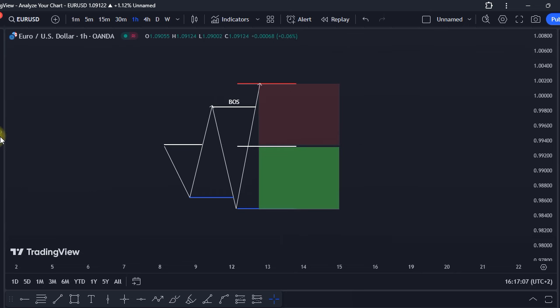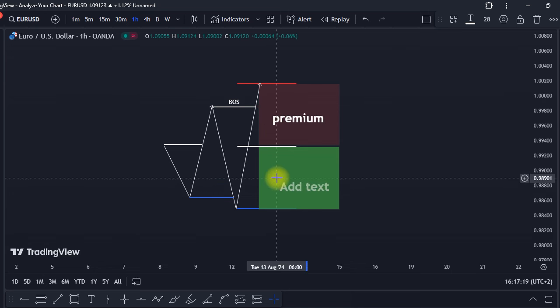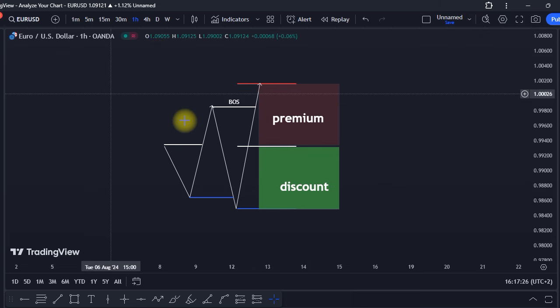Let me just go ahead and label those so you don't forget. Okay, so that's the premium area, and we also have the discount over here.